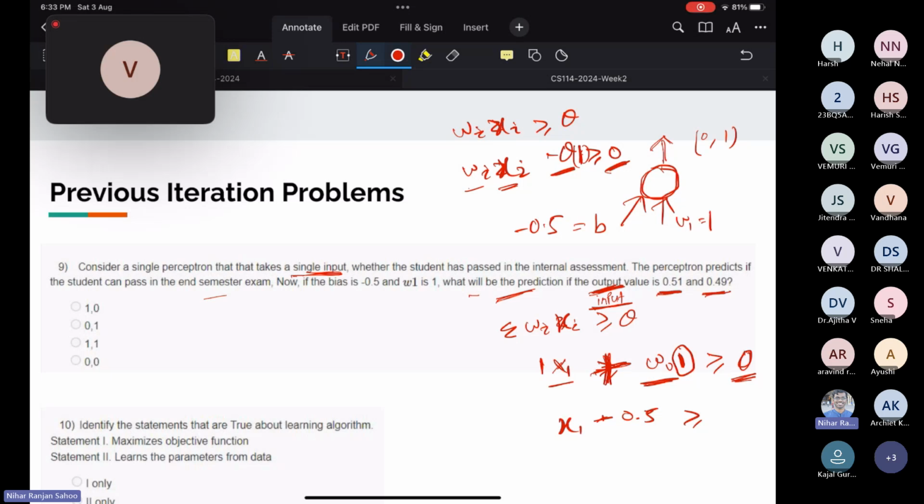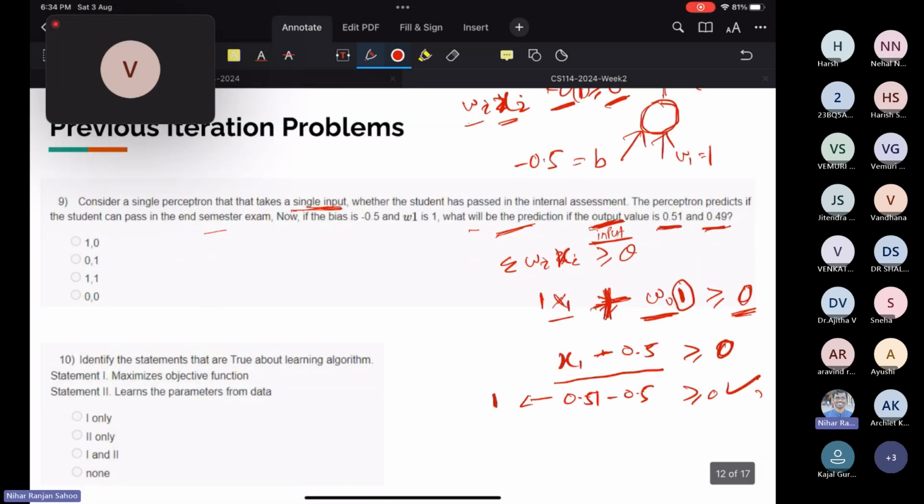So the equation we came up with is x1 minus 0.5 greater than 0. So we'll make the decision based on this equation. In first scenario, the input is 0.51 minus 0.5. It's greater than 0. So the output class will be 1. Other case, it's 0.49 minus 0.5 greater than 0. So this is false. So output class will be 0. Did you get this question properly?